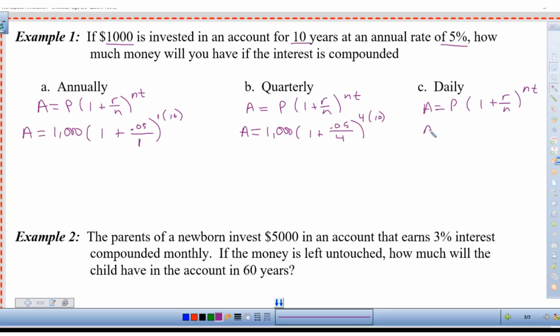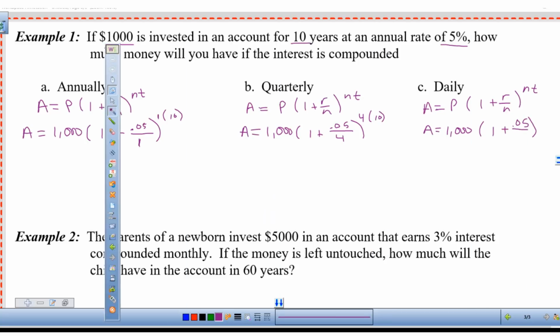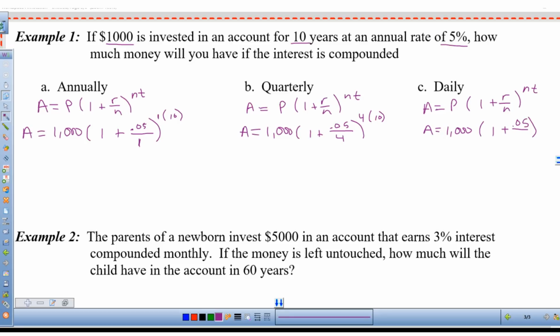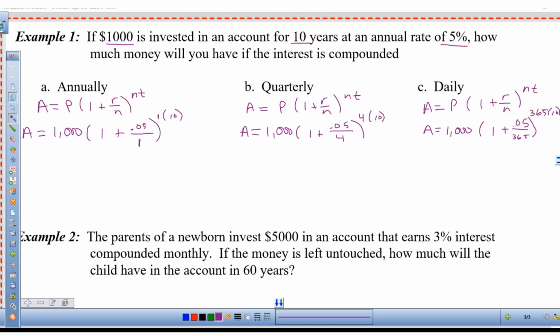Next one, new amount is your $1,000, 1 plus the interest rate, 0.05. Daily, my N is a, tell me? Come on guys, I'm talking to you. What's your N here? 365. Raised to the 365 times 10. Okay, now let's grab our calculator.